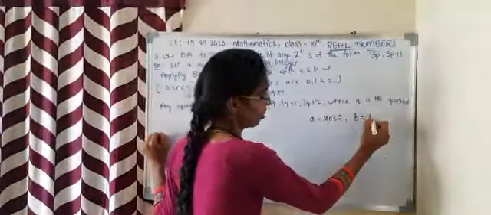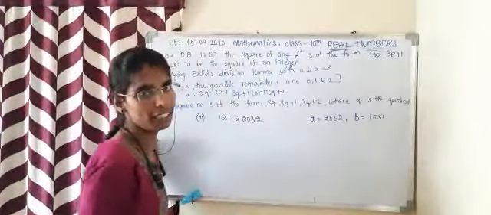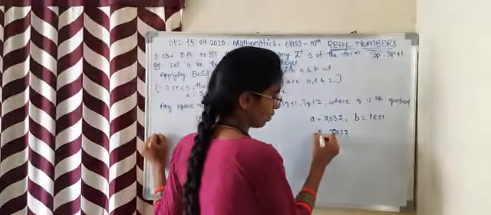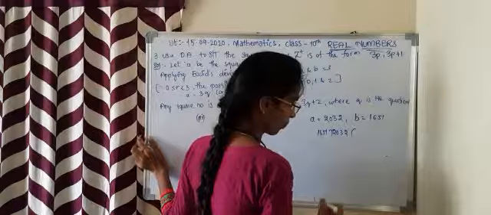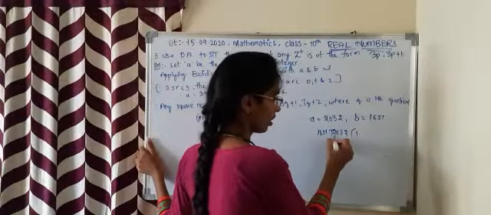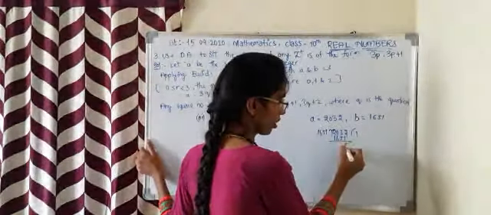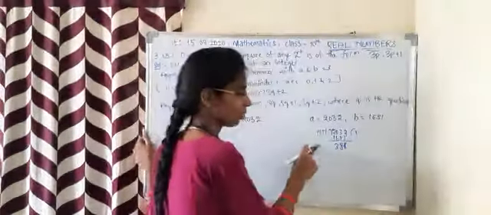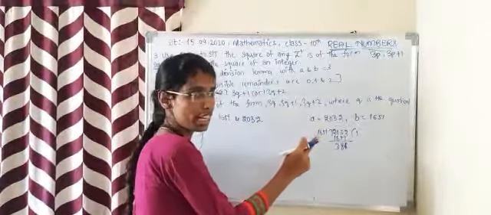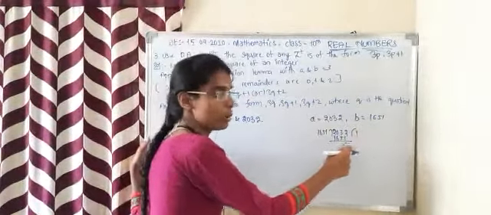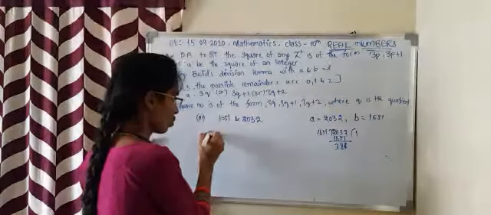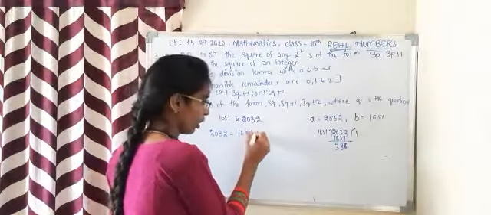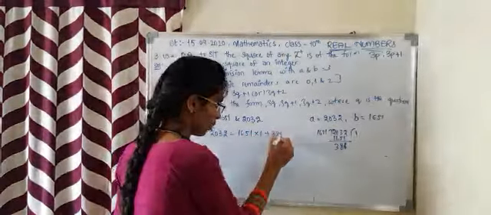That is, B is equal to 1651. Now we have to divide it with the smaller number, that is 2032 divided by 1651. Ones are 1651 and the remainder is 381. Here 2032 can be written as 1651 into 1 plus 381.